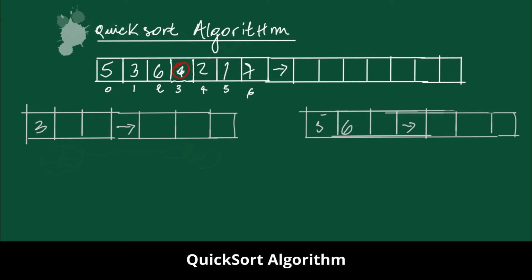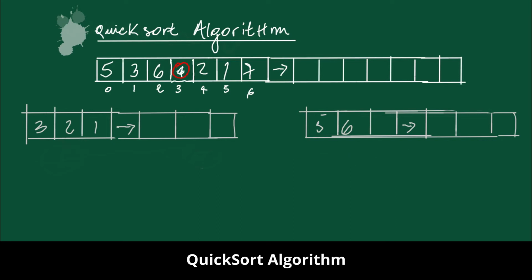Number 2 is lower, number 2 is gonna be here, number 1 lower is gonna be here, and number 7 is greater, it's gonna be here. Okay, now forget about this subarray for a while. We are going to work with this subarray, and when we are done with this subarray, we are going to work with the second one.